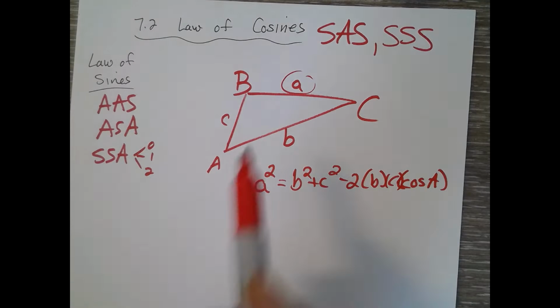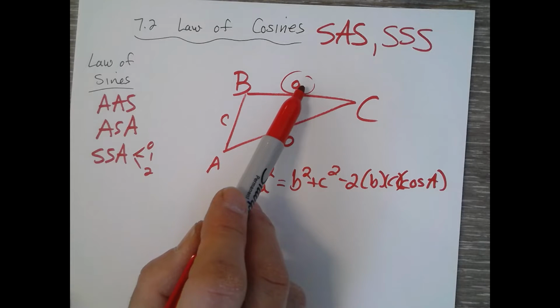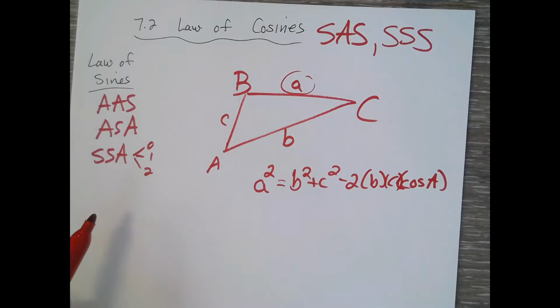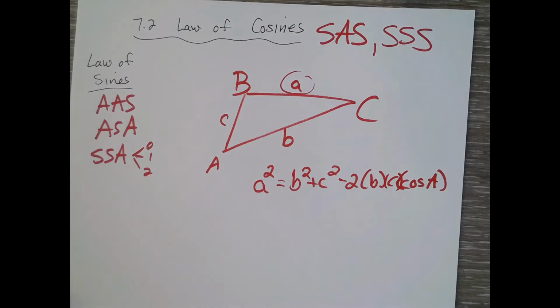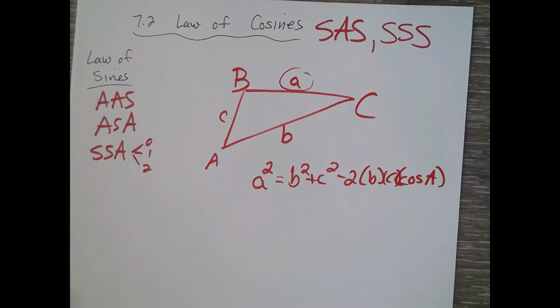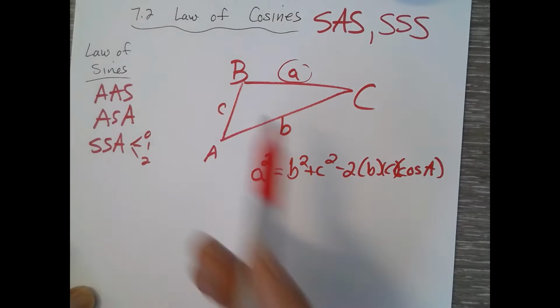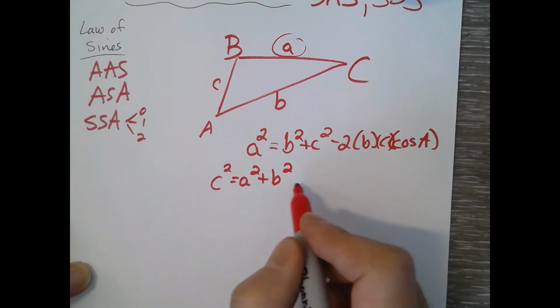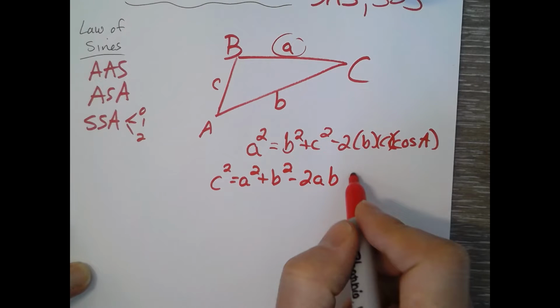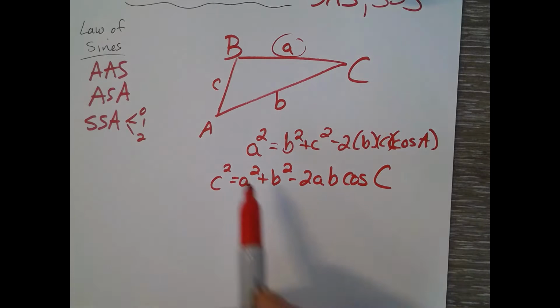So if we have this as our angle and that's our side, we'll say the opposite side squared equals that squared plus that squared minus 2 times that times the cosine of the angle. And there's different versions. They're all the same if you think of it as opposite. So if I wanted to find C, then you'd say C squared equals A squared plus B squared minus 2AB cosine of C.